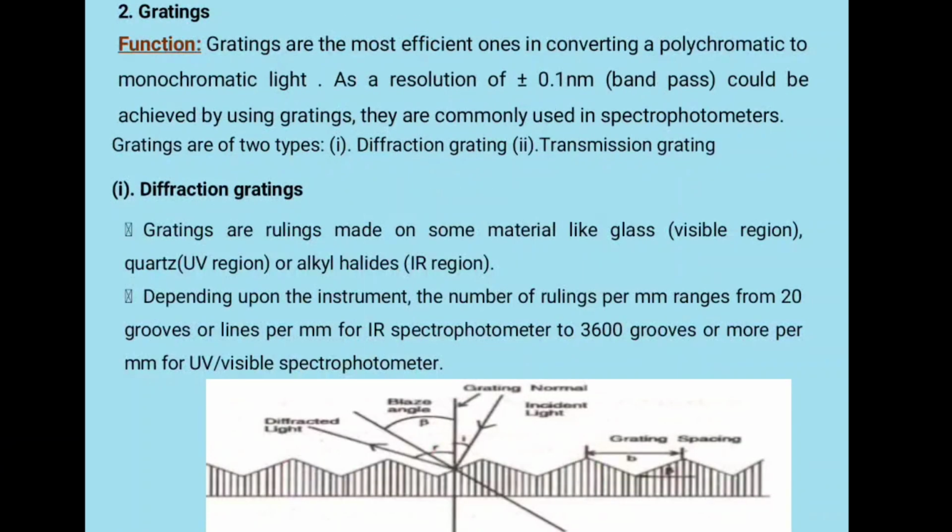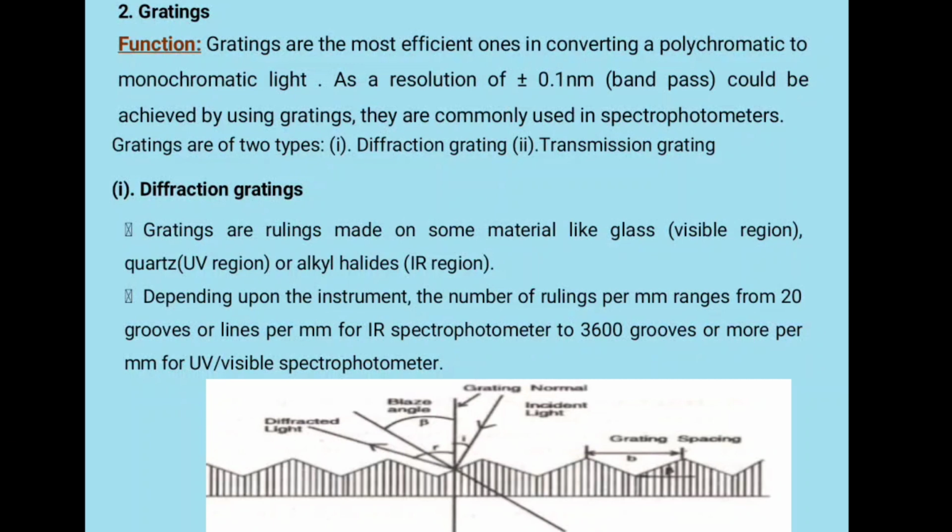Next, coming to the gratings. Gratings are the most efficient in converting polychromatic to monochromatic light. With a resolution of plus or minus 0.1 nanometers, these are the most commonly used in spectrophotometers. And there are two different types of gratings: diffraction grating and transmission grating.